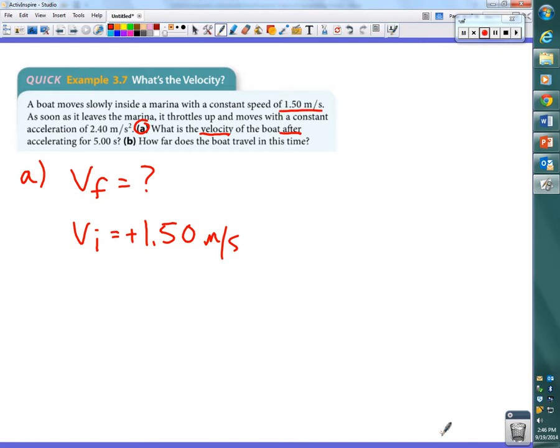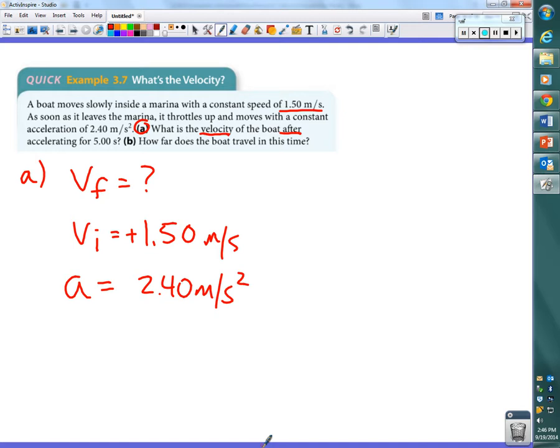Okay. Other things that we know, the acceleration, right? The acceleration tells us it's 2.40 meters per second squared. Okay, well let's finish up this first. Let's hold on, because there's one other thing we got to do with this, right?